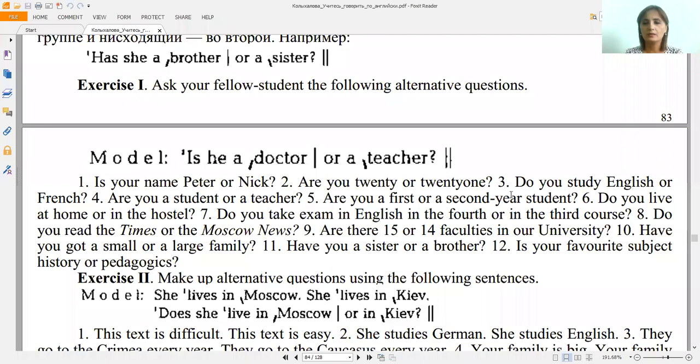Is Norbek here? Okay. Camila will read the sixth one. Do you live at home or in the hostel? Good, very good. This correct intonation pattern you have used in your example. Do you live at home or in the hostel? It is low rise plus low fall. Yeah. Good. And the next one, please. Shahzoda, the seventh one. Do you take exam in English in the fourth or in the third course? Good. Thank you. And Camila, answer the question, please.